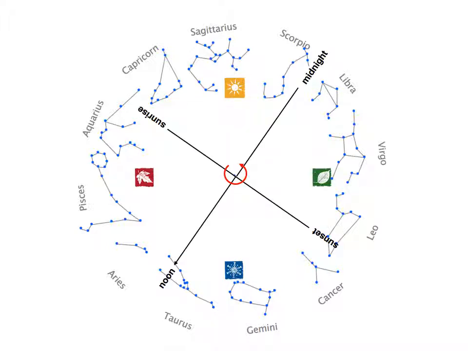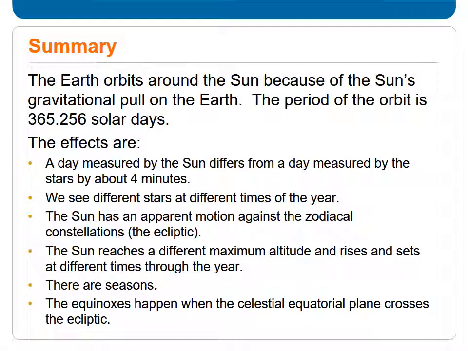Now in May, the sun is in Taurus. An observer at sunrise, around 6 a.m., sees Aquarius overhead, Scorpio setting, and Taurus rising. The observer at midnight has Scorpio overhead, Leo setting, and Aquarius rising. And the observer at sunset, around 6 p.m., sees Leo overhead, Taurus setting, and Scorpio rising.